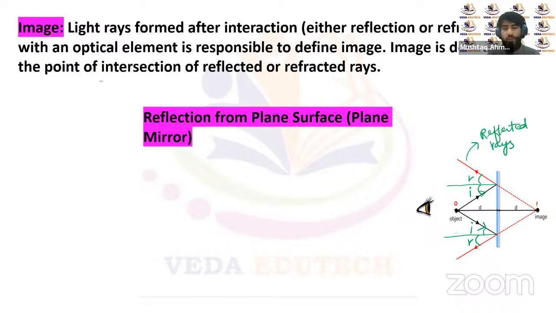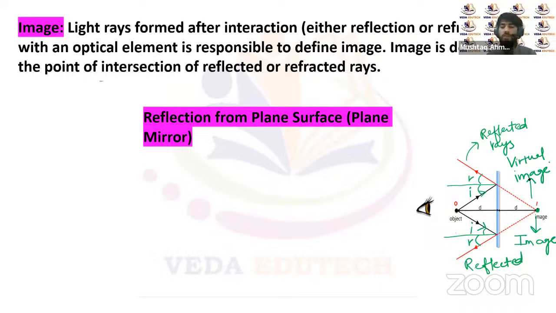So once the incident rays of light interact with this optical element, the plane mirror, these rays of light are reflected. And when we extend these reflected rays in the backward direction, they virtually meet at this point. This point of intersection we call the image. They do not actually meet at this point; they meet only when we extend the reflected rays backward. So we can say the image formed here is a virtual image.